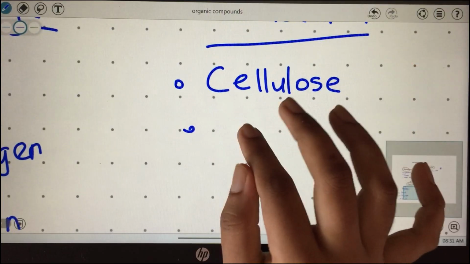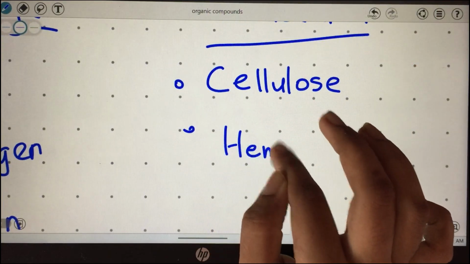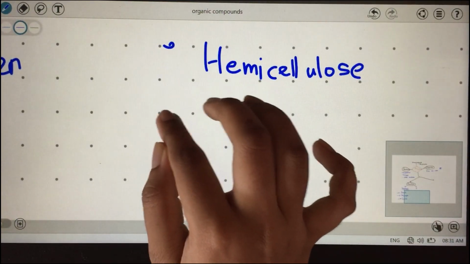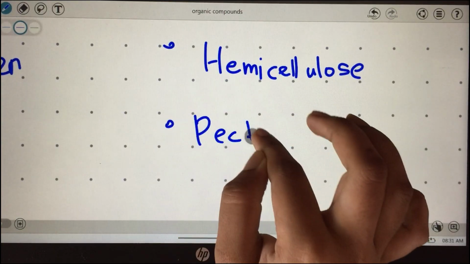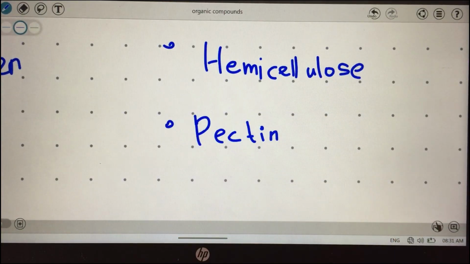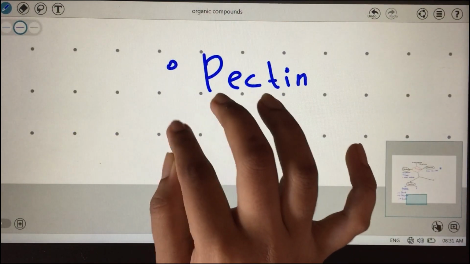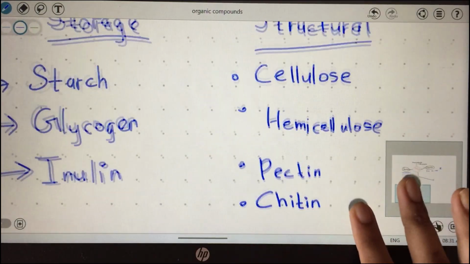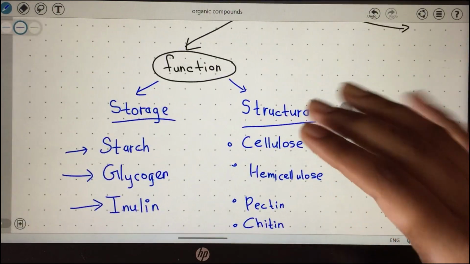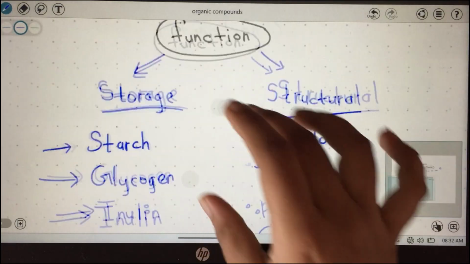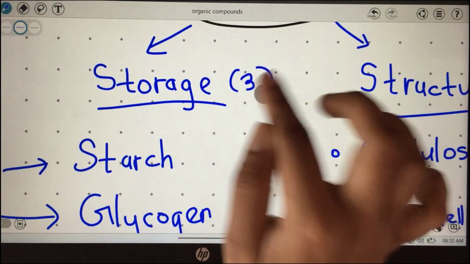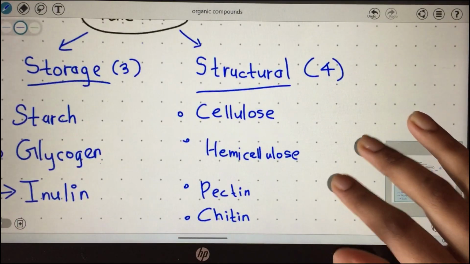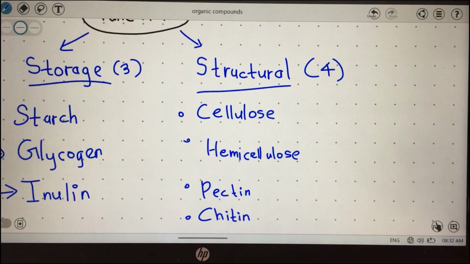Okay, and then you have hemicellulose, and then you also have pectin. Now what are these functions? These are going to be structural functions. And also in addition to this you have chitin. Same story like inulin, they haven't mentioned that in the first list, but later under functions they have mentioned chitin also as a structural. So remember, in your resource we have 3 storage polysaccharides and 4 structural polysaccharides. You can't pick and remember some, you have to remember all. So cellulose, hemicellulose, pectin and chitin.